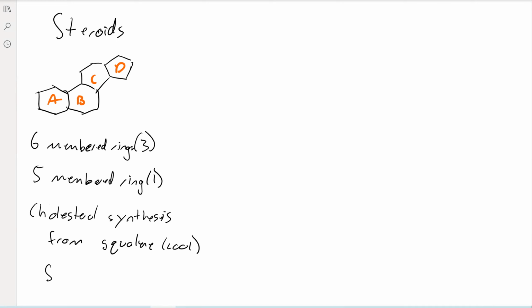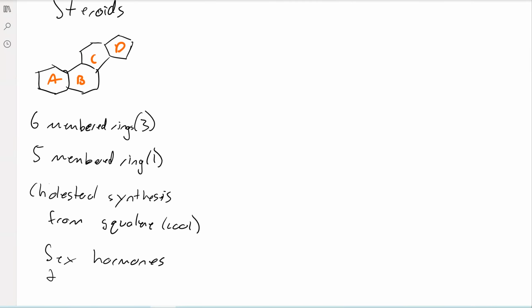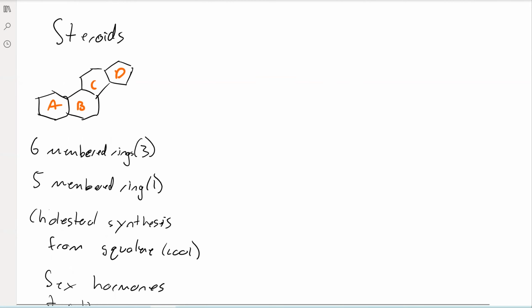Other steroids, right? These are like kind of our sex hormones. Testosterone is a very popular one. And there's other steroids as well. They're mainly messenger molecules. So they're oftentimes made in one part of the body, and then they go to other parts of the body and they tell that part of the body to do something.